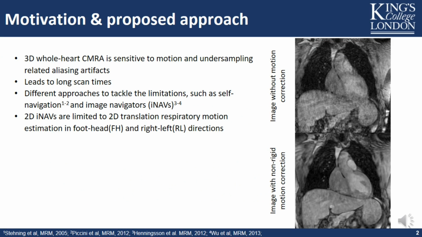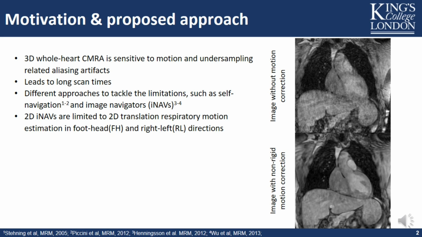3D whole heart coronary MR angiography, or CMRA, is a promising tool for non-invasive visualization of cardiac anatomy and to assess coronary artery integrity. Despite several improvements, CMRA acquisition can suffer from residual motion and undersampling related aliasing artifacts, and remains lengthy. Different approaches have been proposed to tackle those limitations, such as stealth navigation and image navigators.